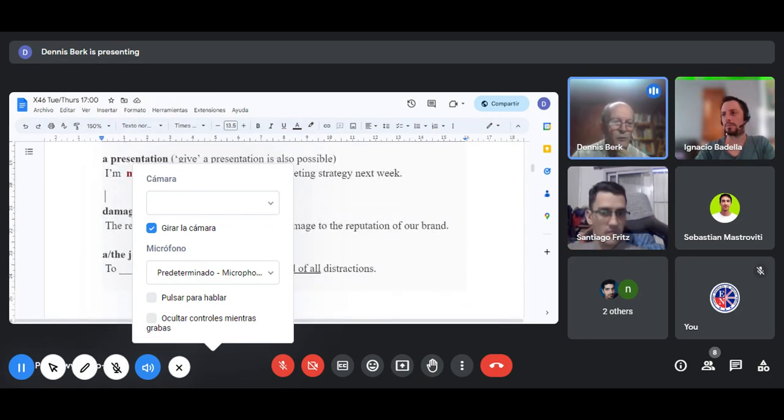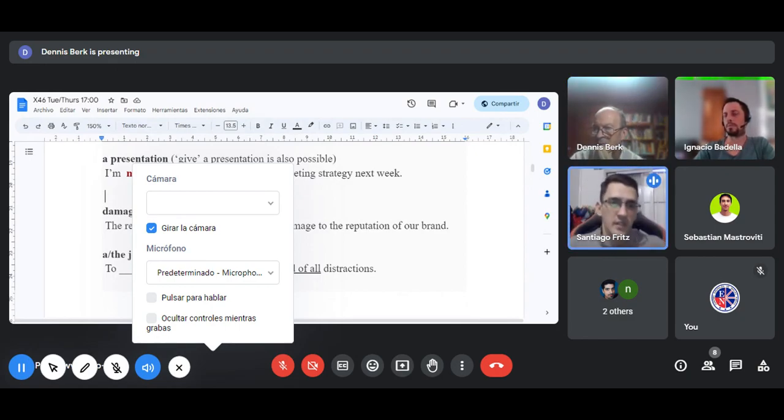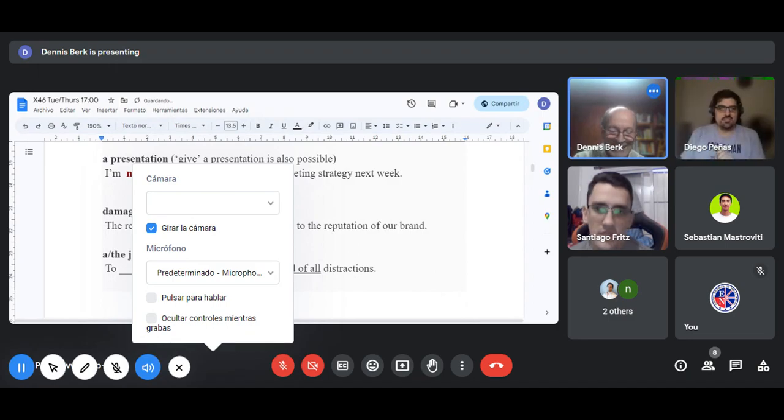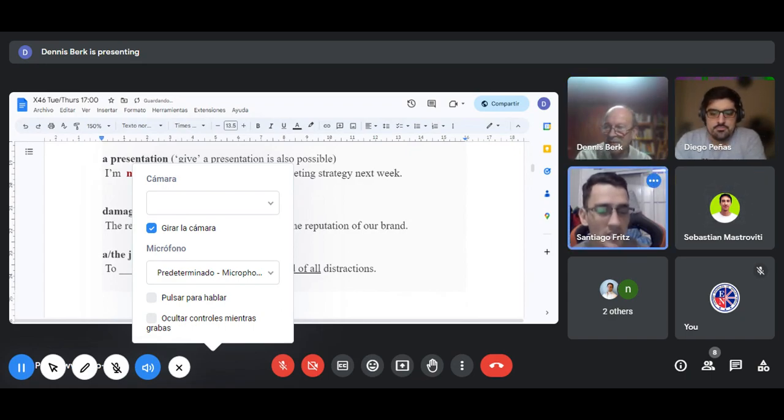Yeah. Well, when we talk about damage, Santiago, what do we do with the damage? Do we do damage or we make damage? The recent bad press has done huge damage to the reputation of our brand. Yes, sorry, it's done. It has done. Okay, has done.